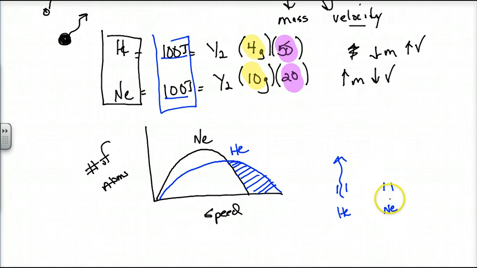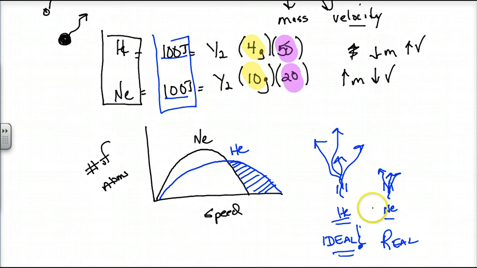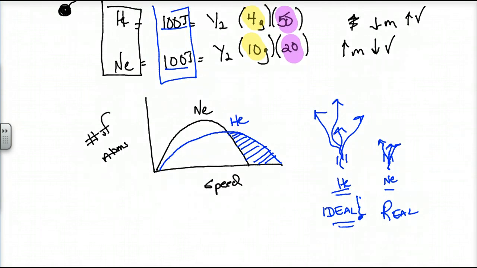the one that would escape into the opening area, or diffuse faster, would be helium, because it's the most ideal, it's the lightest, more independent, therefore it can diffuse faster. The heavier gas, which is more real, won't mix into the room as fast, and that's essentially Graham's law of diffusion. However, there's something called effusion.